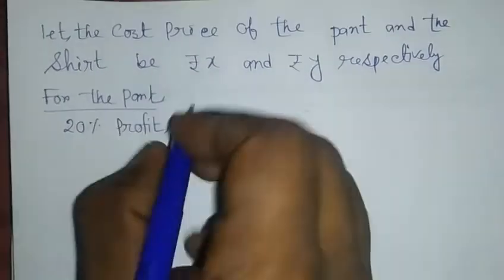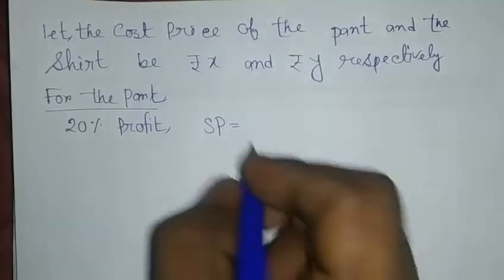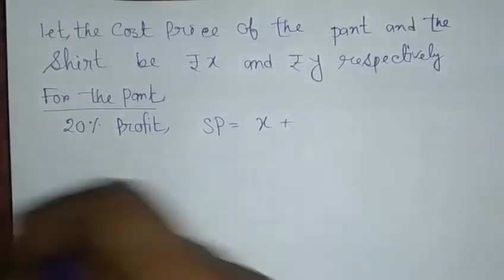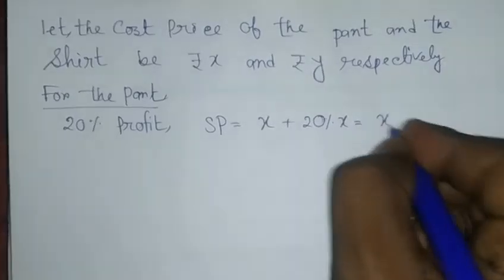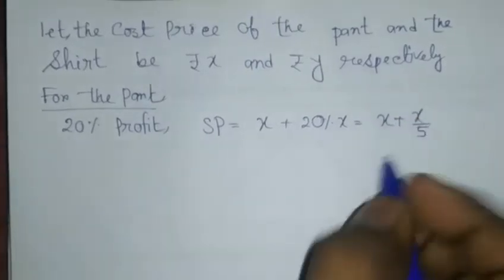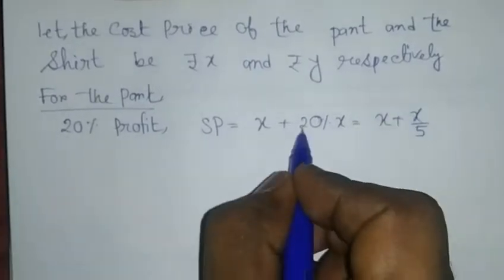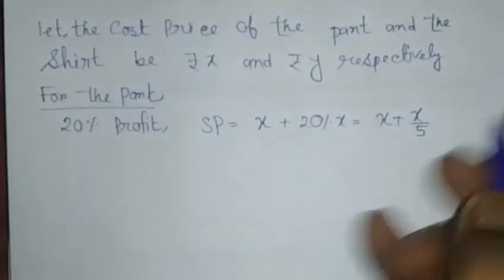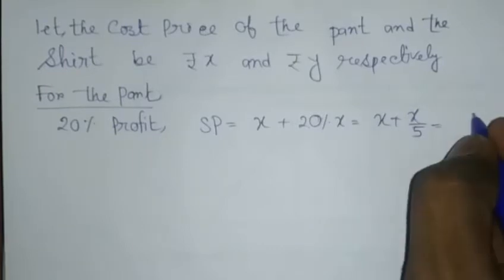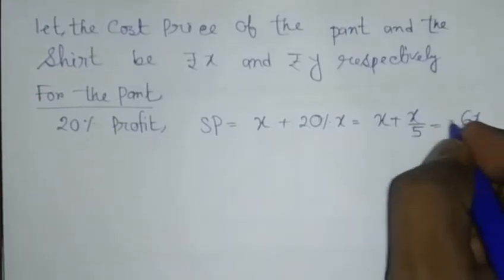then the selling price is X plus 20% of X, that is X plus X by 5. How X by 5? 20% means 20 by 100, that is 1 by 5. 1 by 5 into X, that is X by 5. So just add them, it is 6X by 5 rupees.